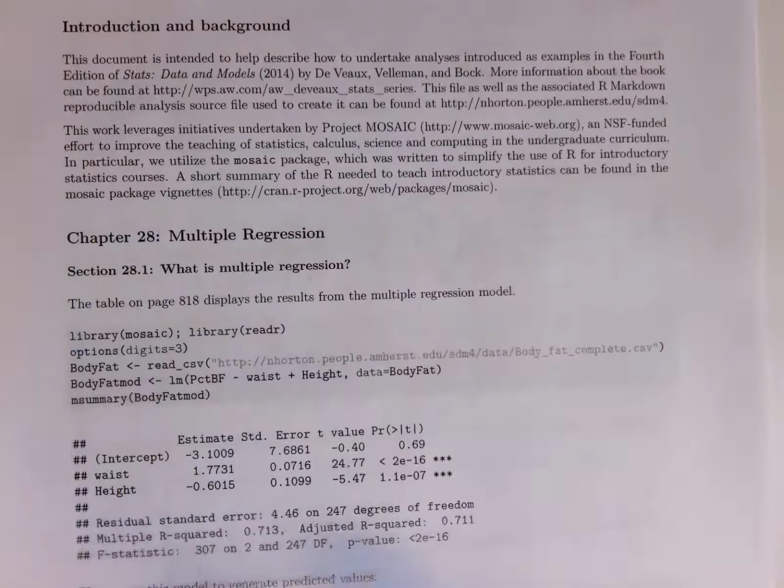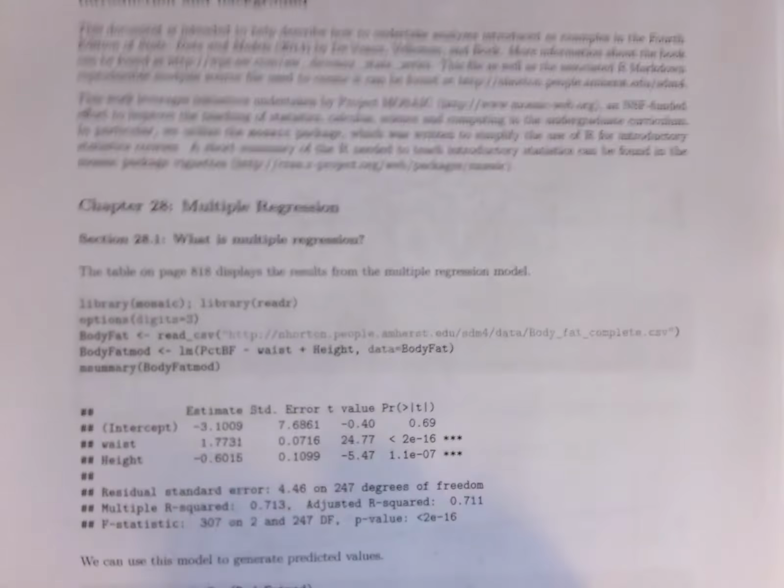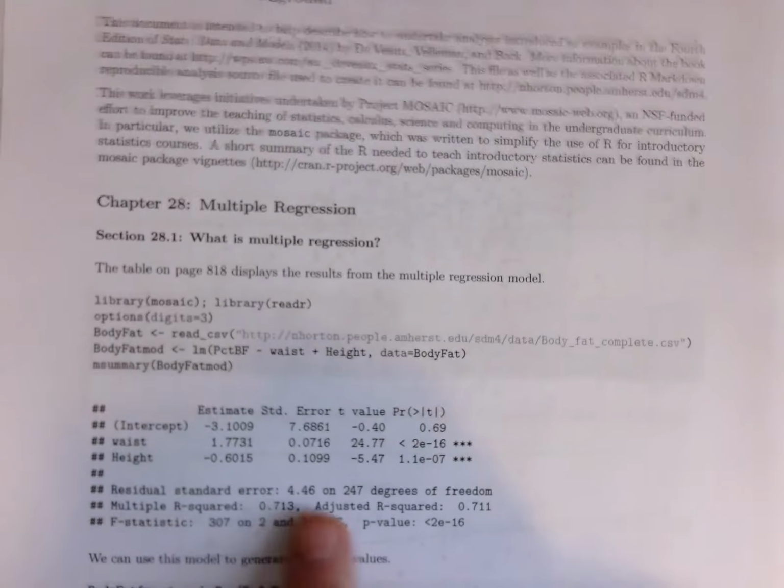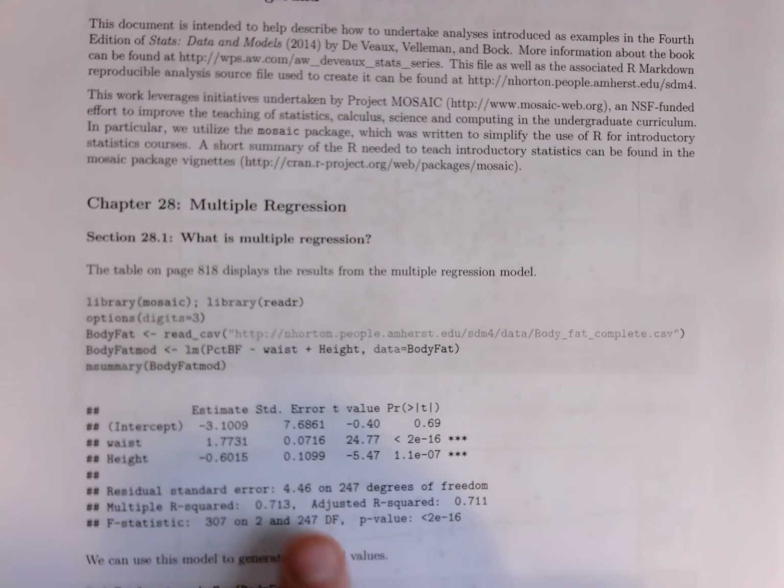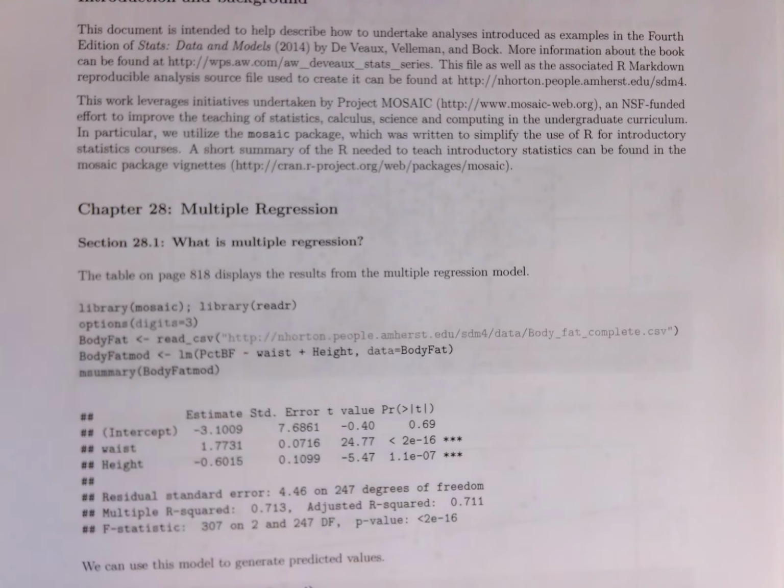Everything is very straightforward in the output and how to do this in R. The summary command will give us these standard errors, t-values, p-values, as well as the overall tests of the model. So nothing really new here. It's just thinking about things in higher dimensions.